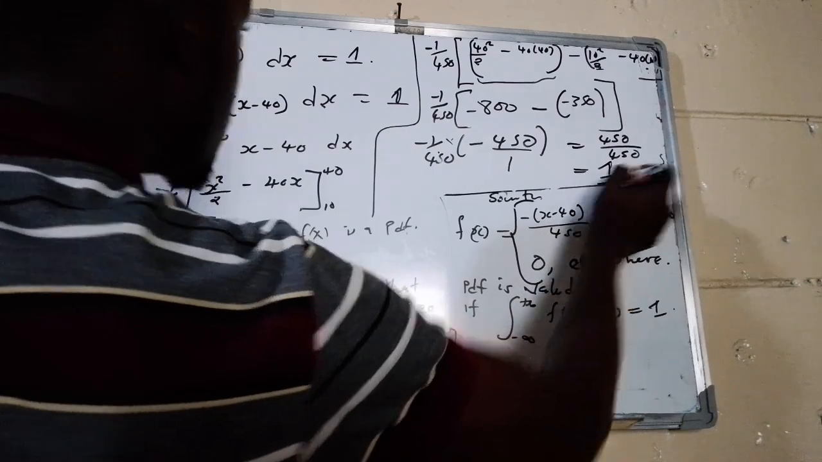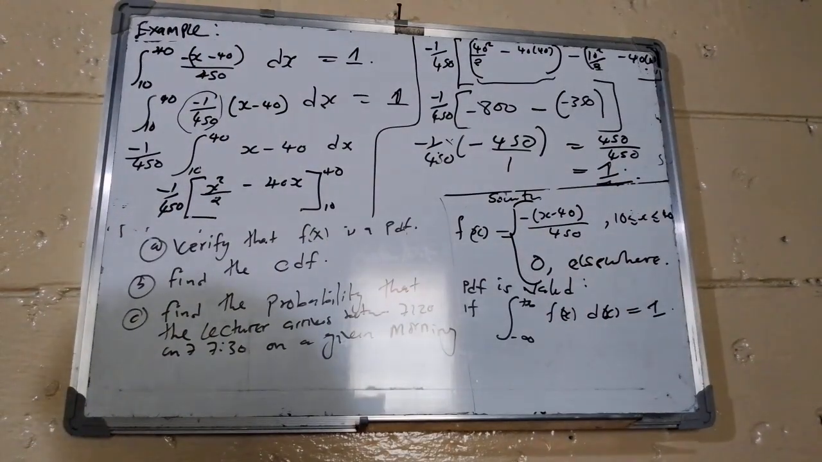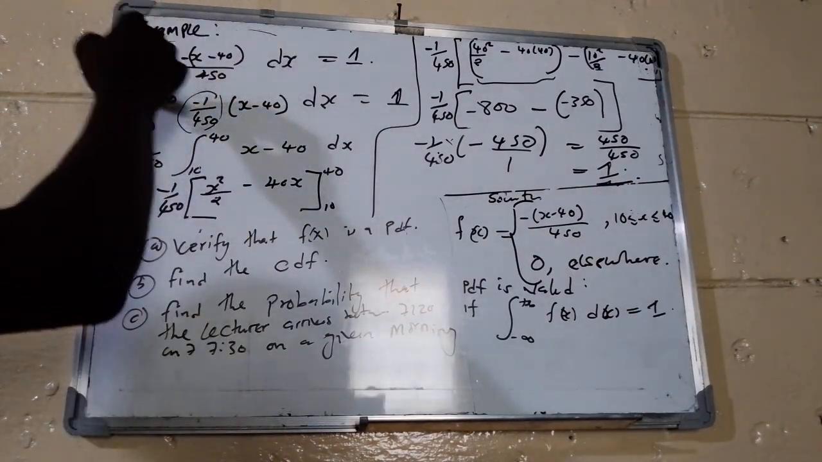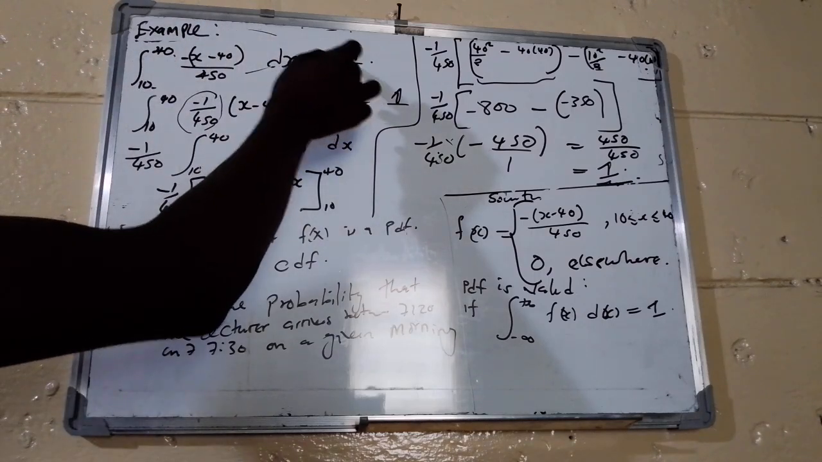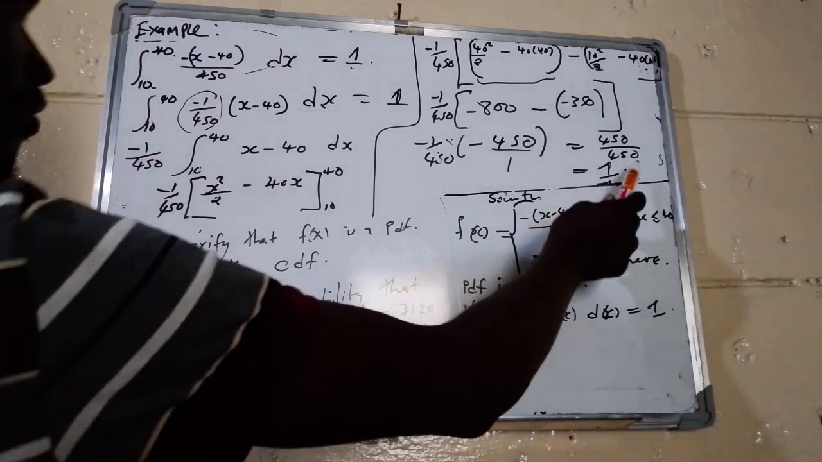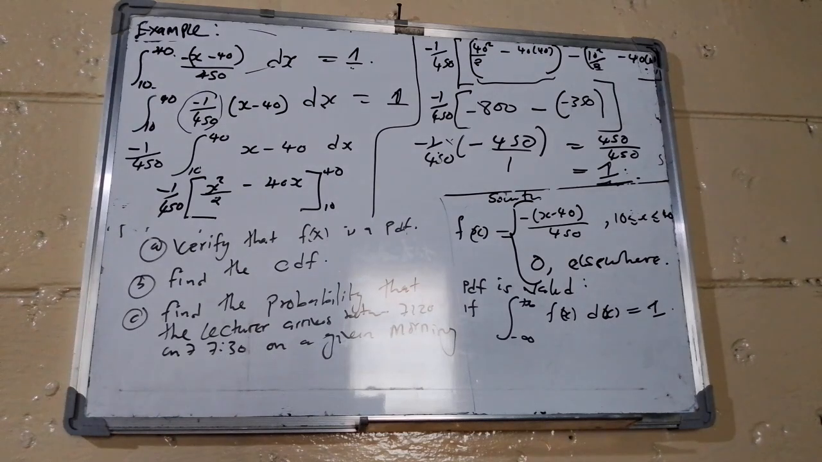And the 1 has come out because we simply said that if you integrate under those two limits, the integration should be equal to 1, then it means that you verified that the PDF is valid. So the integral between a and b, or the integral from 10 to 40, should be equal to 1. And after that is done, then you can conclude that it is a valid PDF.